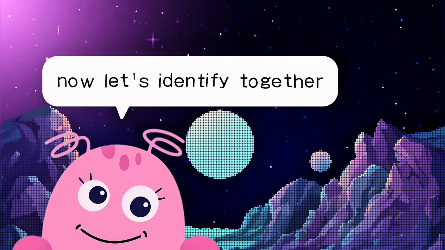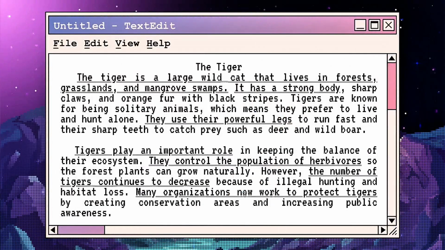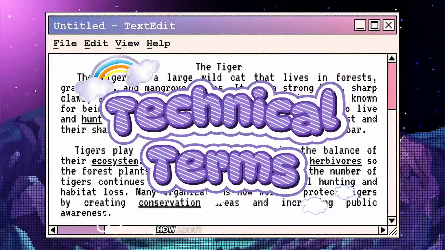Now let's identify together. The text uses general nouns to describe the topic in a broad way. It uses general nouns, such as taiga, wildcat, forests, grasslands, ecosystem, herbivores, and organizations to refer to groups or categories instead of specific individuals. Now move to the next language feature. The text uses the simple present tense to present factual information. It uses present tense verbs like is, has, live, use, play, control, continues, and work because the text explains general truths about tigers.